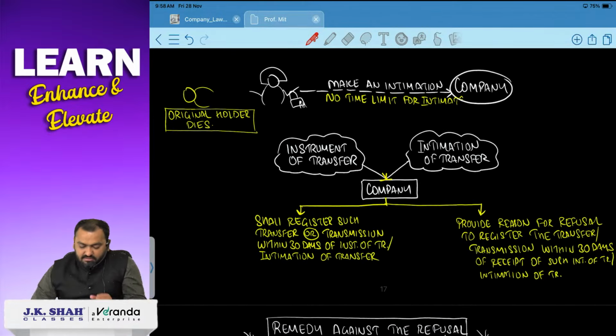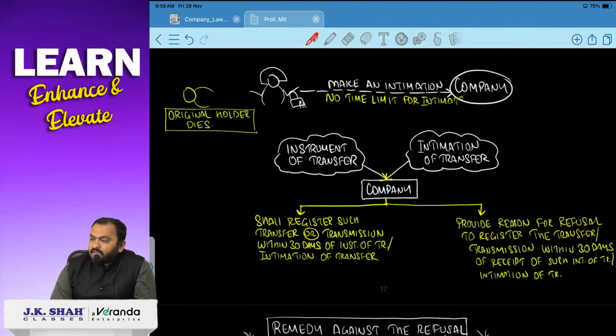Now see this. This is intimation of transmission. What is intimation of transmission? This is transmission of shares. We were talking about transfer of shares till now; now this is transmission of shares. When do we talk about transmission of shares? Whenever a member of the company dies, the shares are transmitted to the legal heir. Yes or no? Yes.